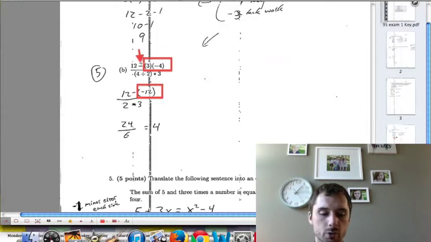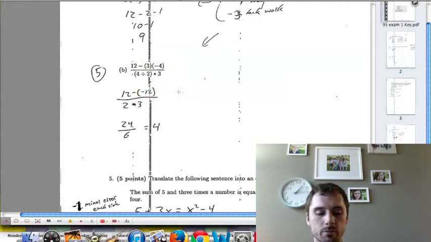So I have 12 minus, then I have this multiplication. The multiplication has to be done first before I can do the subtraction. So I have 3 times negative 4, that's negative 12. Now, in the numerator, on the top I have 12 minus negative 12. So I'm subtracting a negative, that's like adding, so now I have 24 in the numerator.